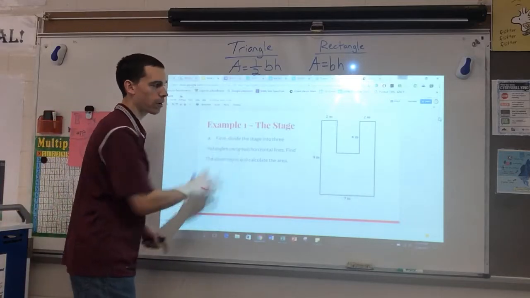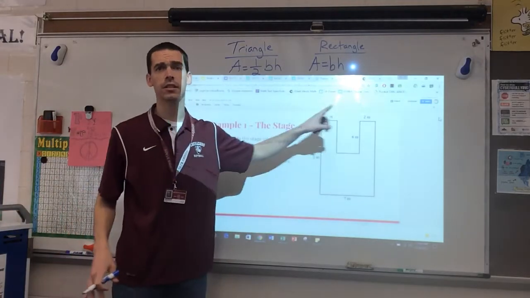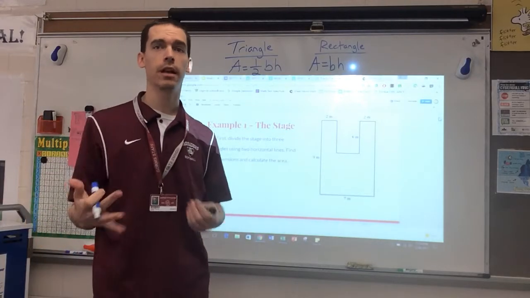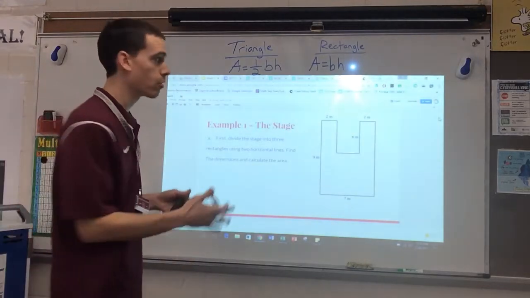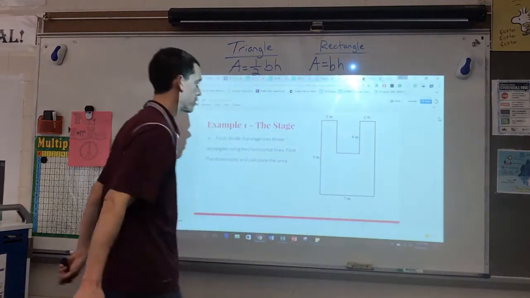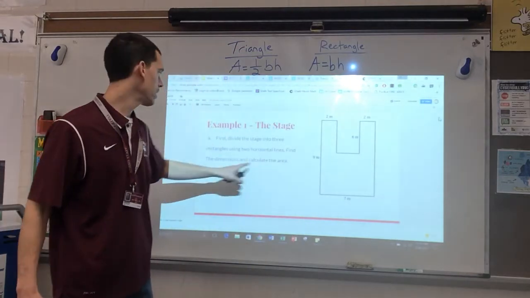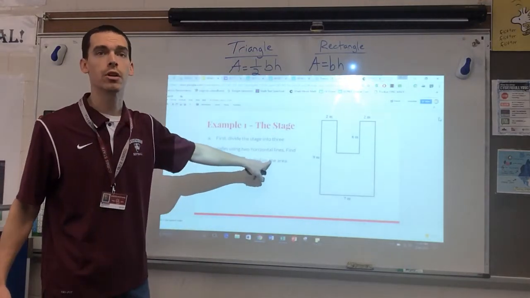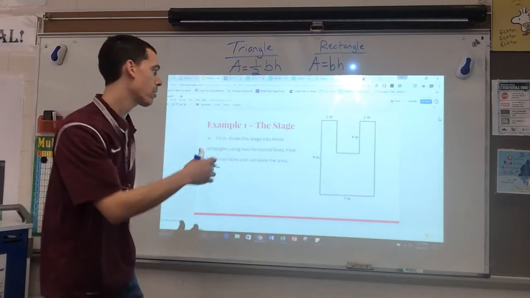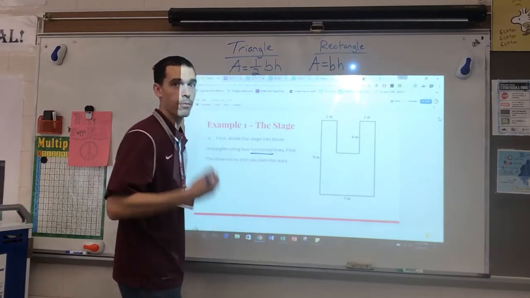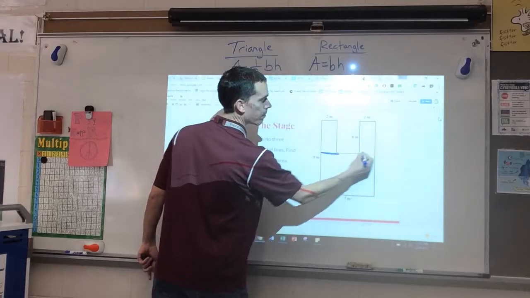So the first stage first. This is going to be the design of a stage that we're talking about for a play that people need to construct and to make so you can walk out and perform the parts. Okay, divided into 3 rectangles using 2 horizontal lines. Of course, horizontal going across. Okay, so again, mark that up, horizontal, and we're marking them up this way.